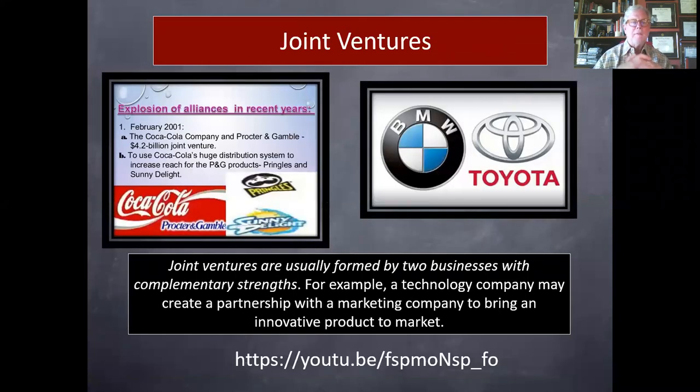And then we have joint ventures. Again, here's some examples over there. Coca-Cola with Procter & Gamble, Skinny Delight, Pringles. And here are some examples of how big some of these can be. And then we have some joint ventures. Here's BMW and Toyota. Joint ventures are usually formed by two businesses that have complementary strengths. For example, a technology company may create a partnership with a marketing company to bring an innovative product to market. Again, we have a YouTube clip if you want to refer to that.